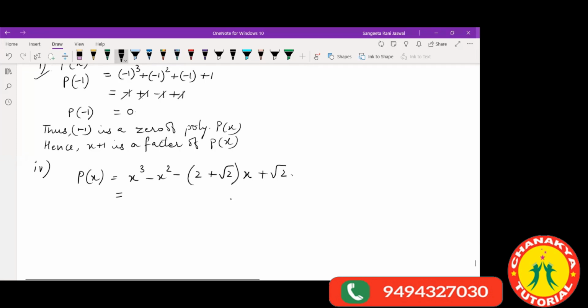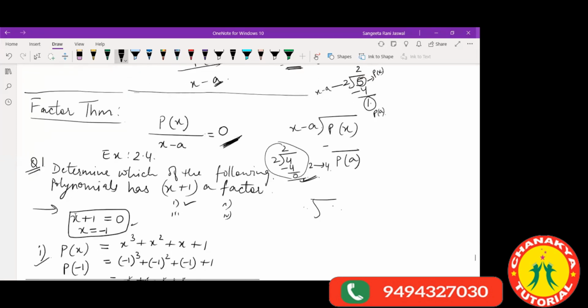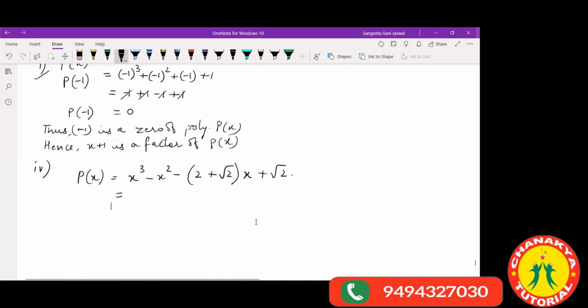I have already seen here that x is equal to minus 1, so I will not write it again. Just for you, I am writing here x plus 1 equals 0, hence x is equal to minus 1. So p of minus 1 will be minus 1 cube minus 1 square minus (2 plus root 2) times (minus 1) plus root 2.